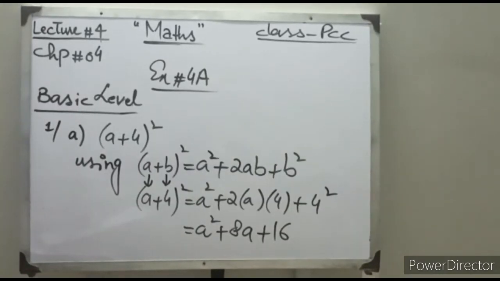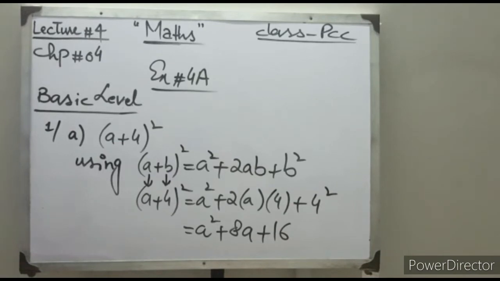Now students, let us start the exercise 4a. Students, this exercise is very important according to the exam's point of view. But at the other end, this exercise has enough material. Therefore, I decided to divide it into two lectures. In the first part, we will discuss basic level, which are from question number 1 to question number 6. And in the second lecture, we will discuss intermediate and advanced levels. Let us start the lecture.